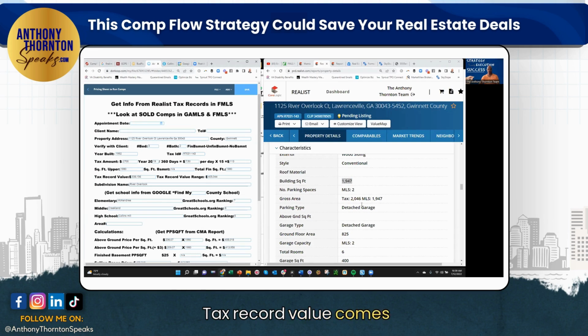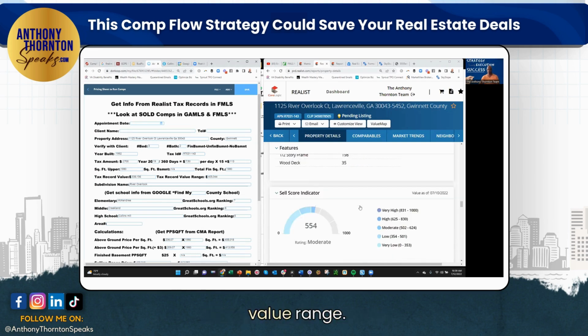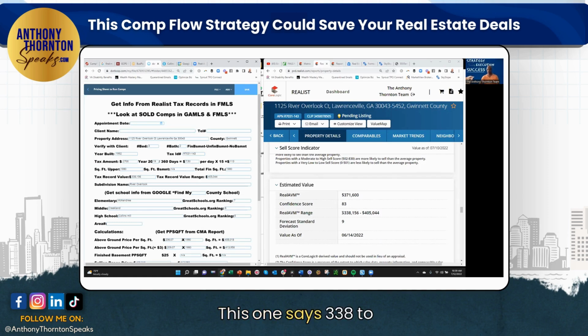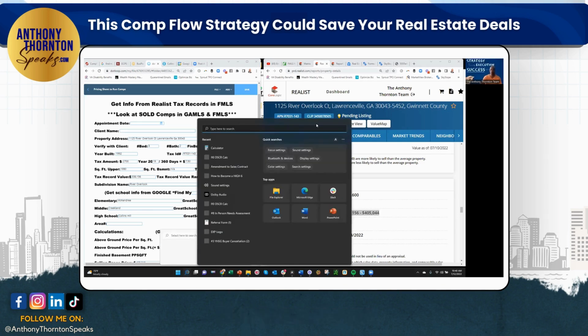Tax record value comes from MLS. It normally gives you a value range. This one says 338 to 405. That's why we wrote it here on our sheet on the right-hand side. The first thing we do here, immediately when we see this, we say, okay, well, this county tax record says 338 to 405. What price per square foot are they giving this property? So let's just pull it up. They said the square footage was, remember, 1947, right?